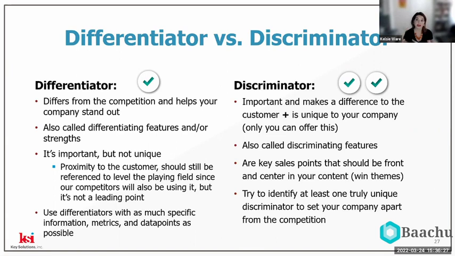But in order to get that compelling content, you really want to find your discriminators. Your discriminators live where it's important, the customer cares about it, and it's unique to your company, so your competitors can't claim the same discriminator as you. These should be your key sales points, and they should be incorporated into your win themes. You should try to have at least one truly unique discriminator that you are weaving into your compelling content.